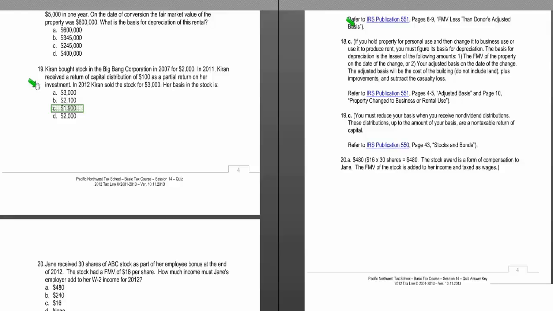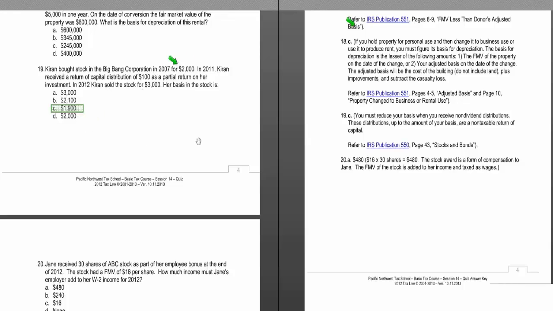Kieran bought stock in the Big Bang Corporation in 2007 for $2,000. Then in 2011, Kieran received a return of capital distribution of $100 as a partial return on her investment. In 2012, Kieran sold the stock for $3,000. Her basis in the stock is, this is actually a pretty easy one.